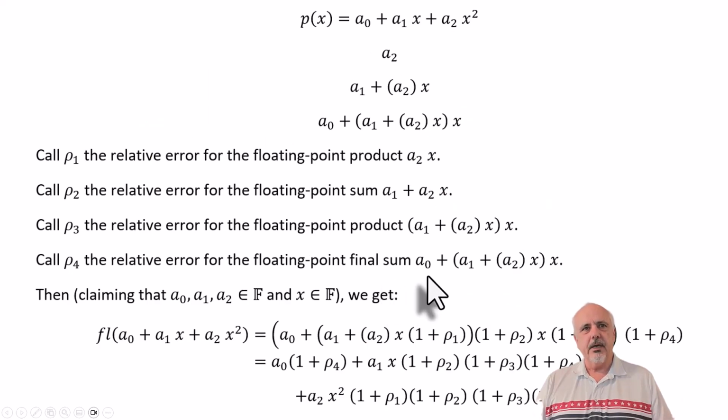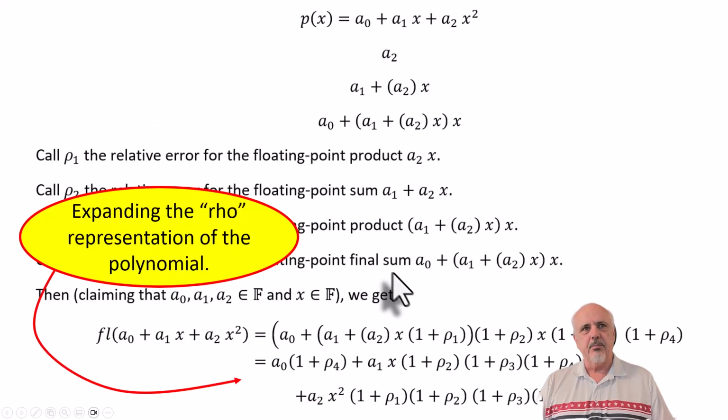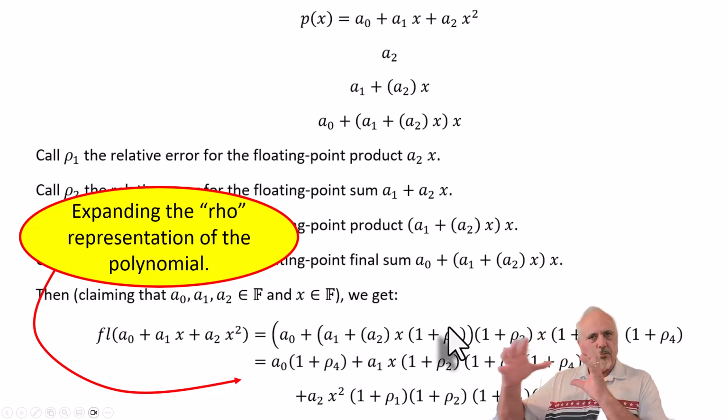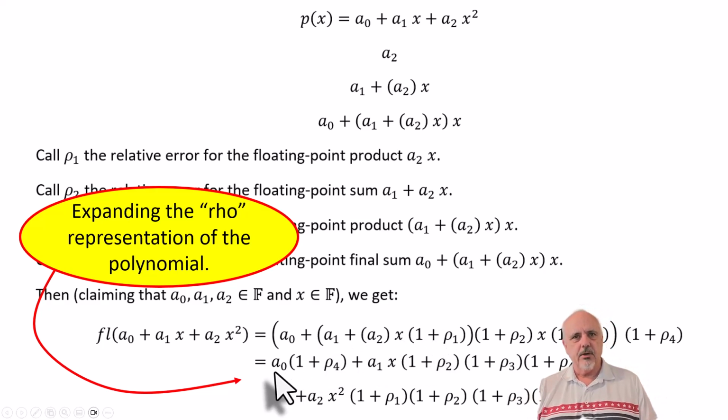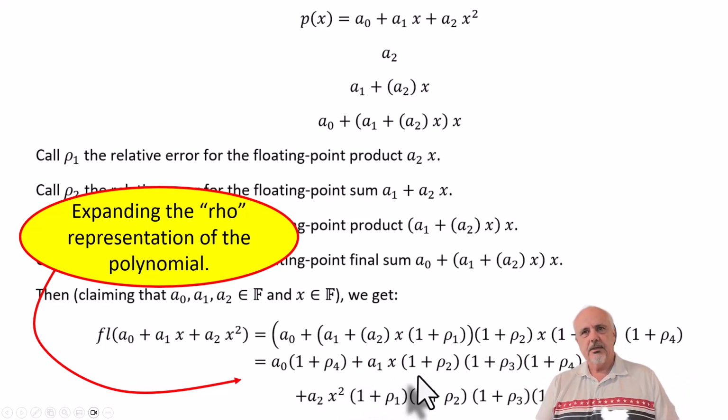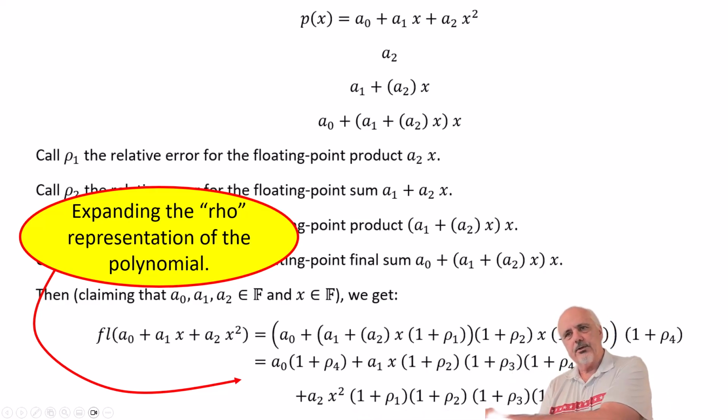Okay, so let's see what we got here. So we're going to try to break this out. We're going to take what I had showed and talked about on the previous slide, and I'm going to try to break that out into the 1 plus row factors term by term. So I'm going to have my a0 term, 1 plus row 4. I'm going to have my a1x term times its 1 plus row terms or factors, and then I'm going to have the plus a2x squared times its 1 plus row factors.